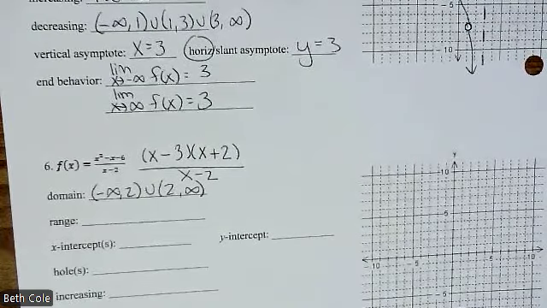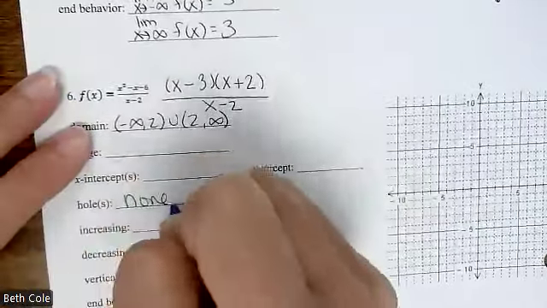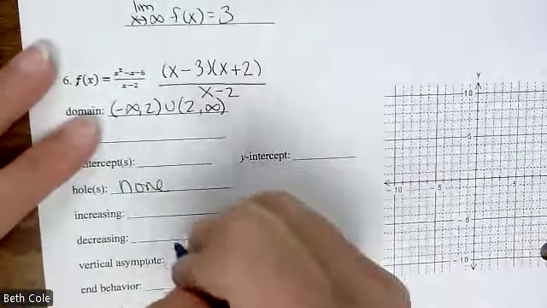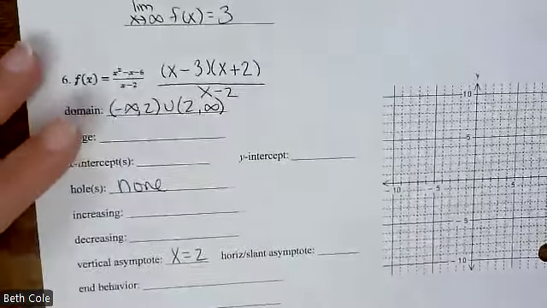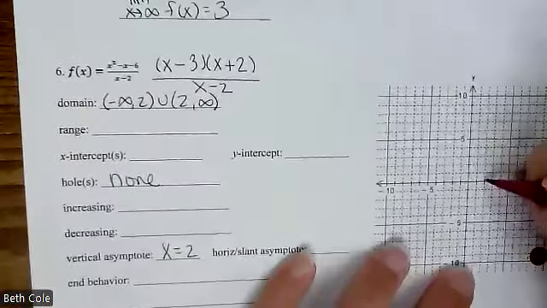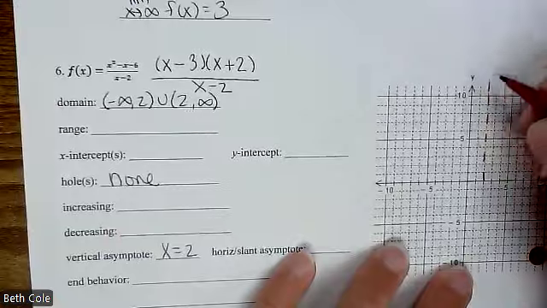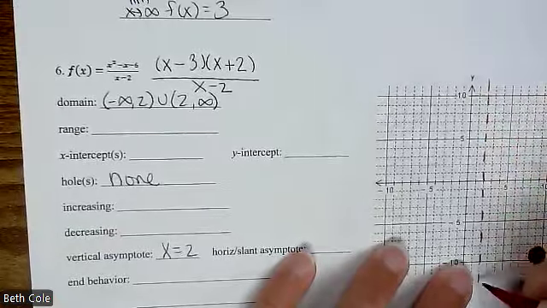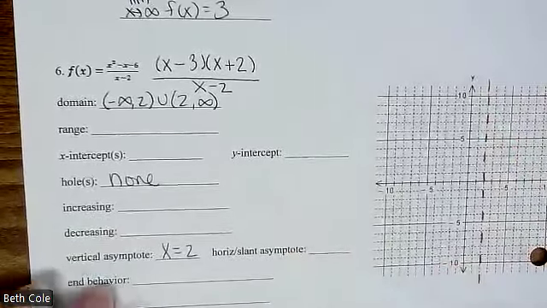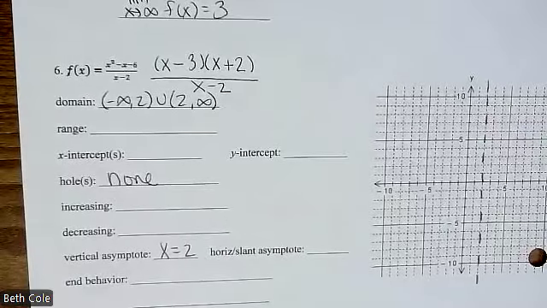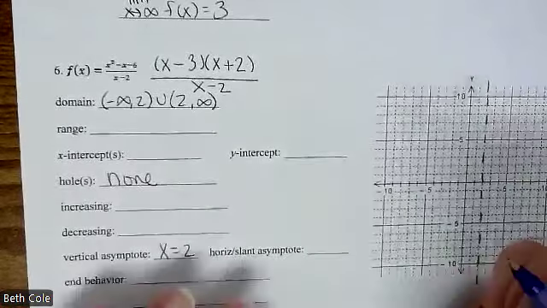Is 2 going to be the hole or the vertical asymptote? Vertical. Good. Nothing canceled, so there is no hole. X equals 2 is the vertical asymptote. None is like the best answer. Good, you guys are already saying it.